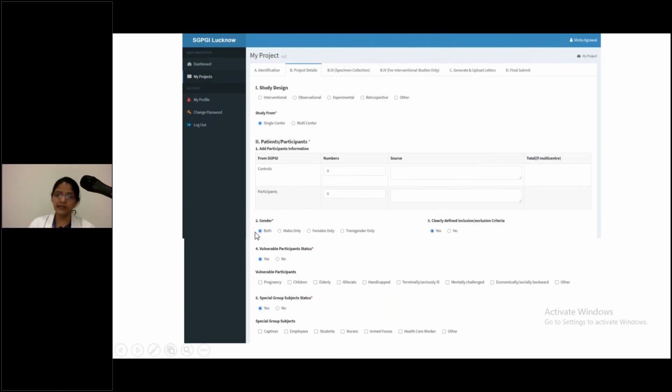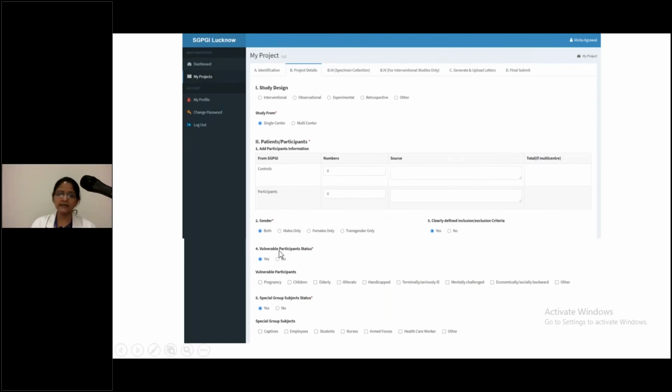What is the gender of these participants? Do you have inclusion and exclusion criteria? You say yes. Of course, you have to have inclusion and exclusion criteria for most of the studies, even if it is a retrospective study. You say yes and then include it in the detailed project. Whether there are any vulnerable participants.